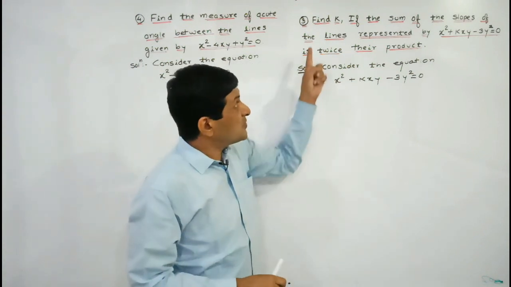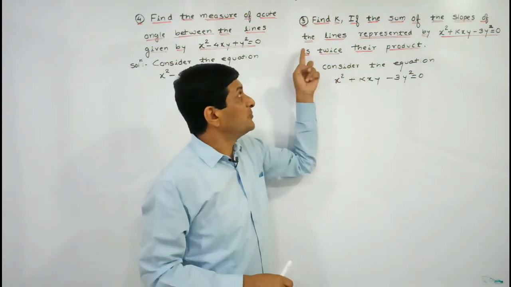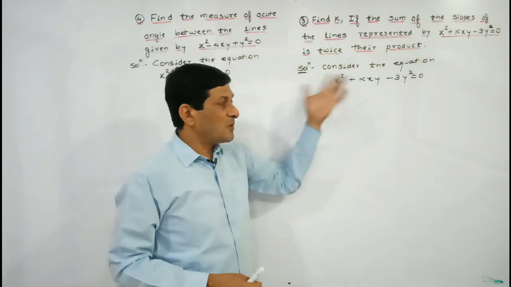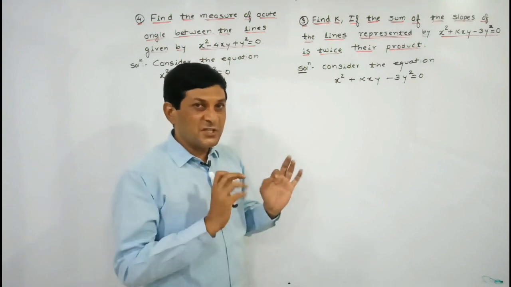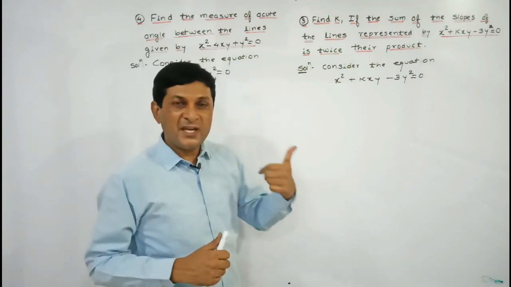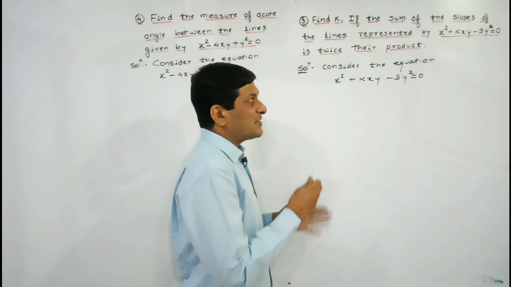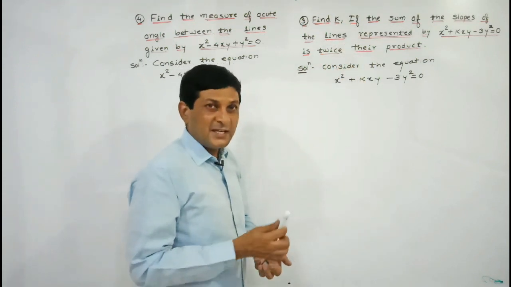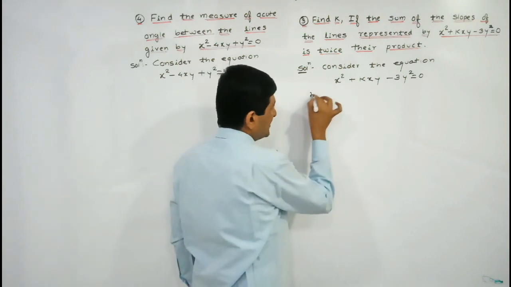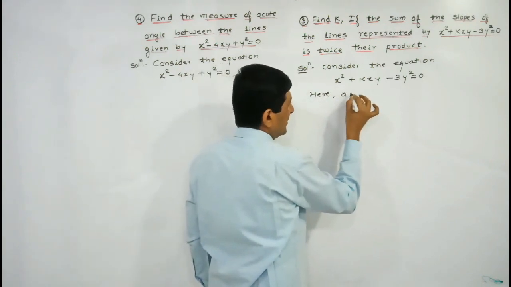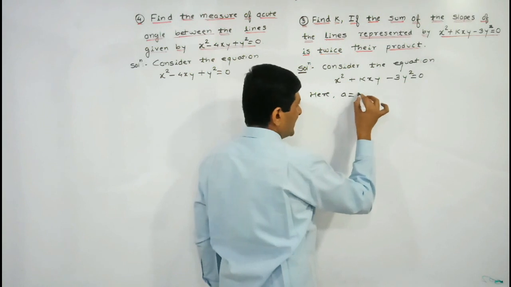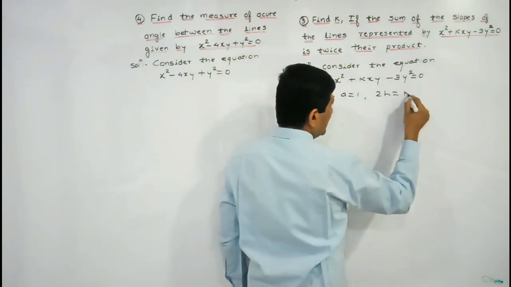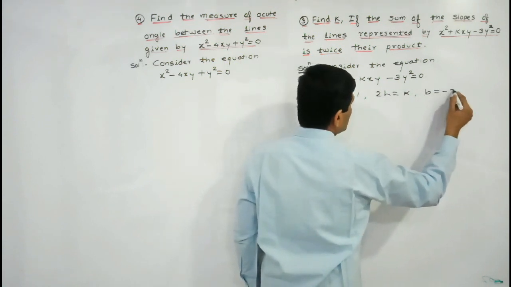In this question we have to find the value of k if the sum of the slopes represented by this equation is twice their product. So we consider the given equation. From this equation let us find the values of a, h and b, and later, using the given condition, we will find the unknown value k. Here a is the coefficient of x square, that is 1, 2h is the coefficient of xy, which is k, and b is equal to minus 3.